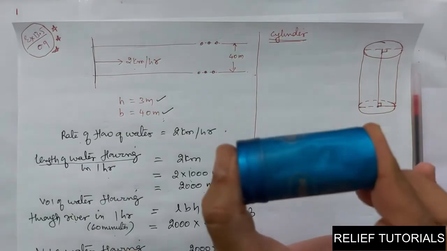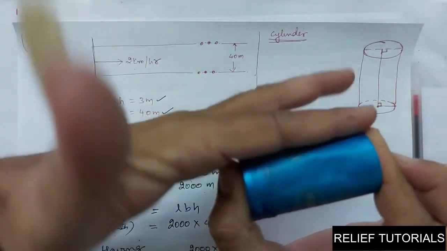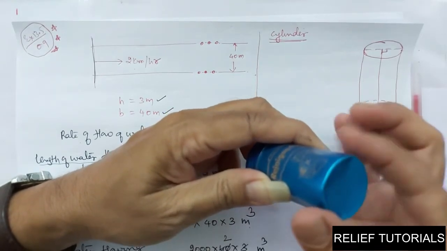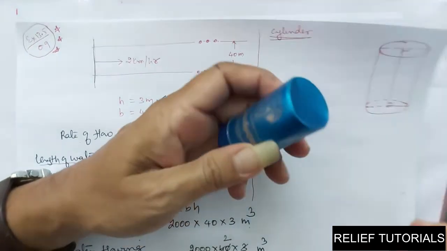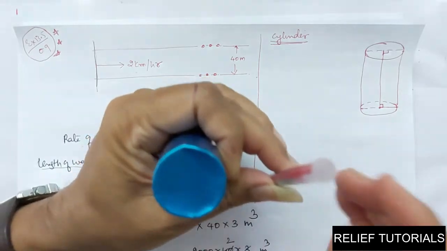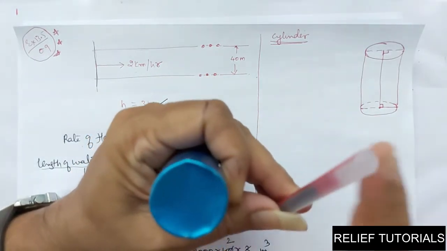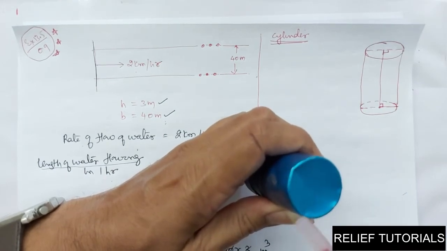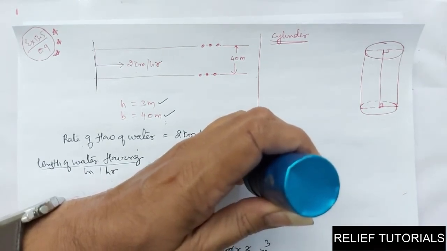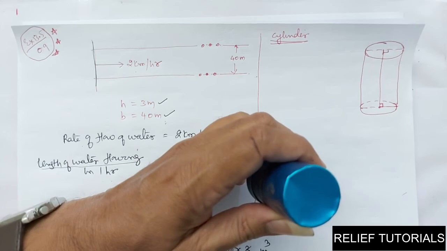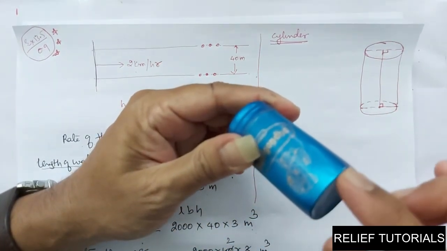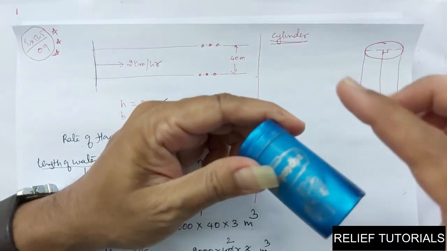You just view this, top and bottom. This area depends upon what? This area depends upon the circumference. See, this is also a cylinder, this is also a cylinder. Here the circumference is small, so the curved surface area will be small. If the circumference is bigger, then the curved surface area will also be quite bigger. So we can say that the CSA depends upon the circumference. Bigger the circumference, bigger the CSA.